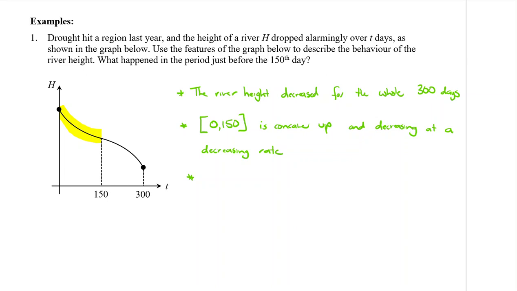Okay, now let's look at the next section of the graph, which would be this part. We could call that, in square brackets, 150 to 300. That is concave down. And it is decreasing at an increasing rate.